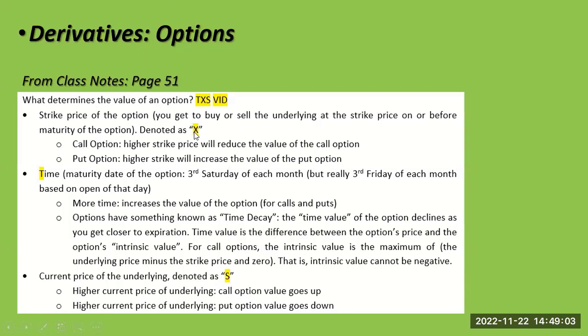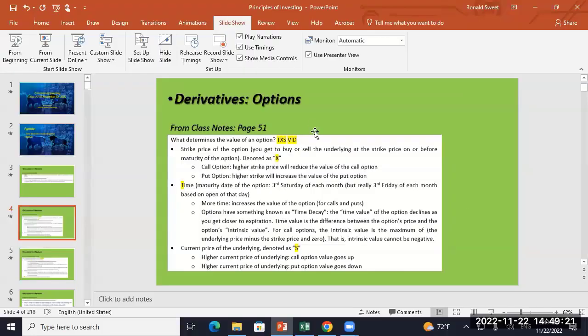Now, what does the strike price have to do with the value of the option? Well, for a call option, the higher the strike price, the less valuable the option is, because that's your right to buy it. If you have to buy it at a higher price, that's going to be less valuable to you. So higher strike prices, lower call option prices.